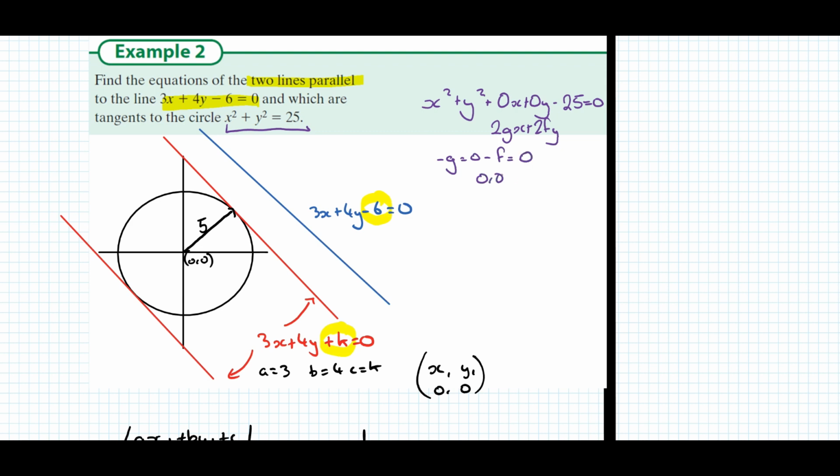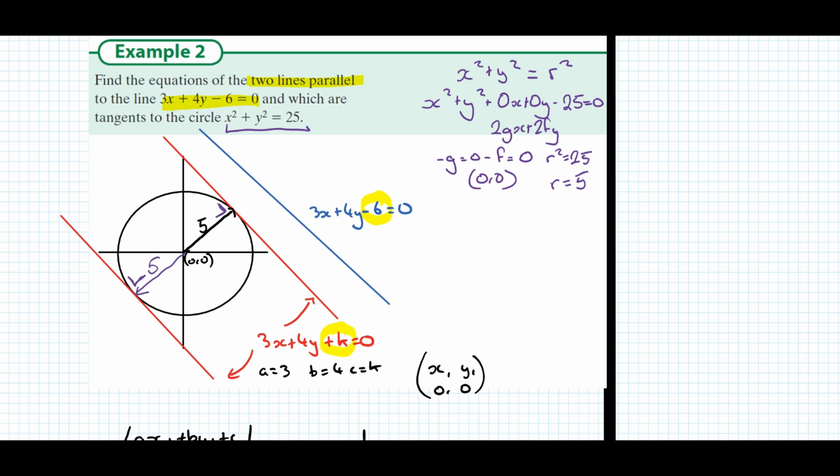So the center is 0, 0 for any circle that just looks like x squared plus y squared, and it's equal to r squared, as you might remember from the first video. So this 25 is actually r squared. So r squared is equal to 25, r is equal to 5, which leads us on to a diagram like this. We want the two red lines such that their perpendicular distance to the center is 5. And remember, perpendicular distance: alarm bells should be ringing.